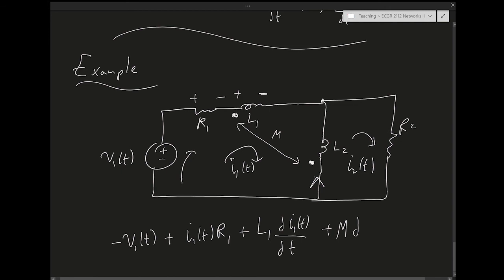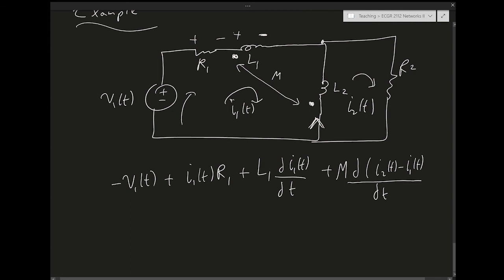But the question is, what is this current going into L2? The current going into L2 is not just a single current. It's a current that you get from I2 minus I1, from subtracting the two mesh currents from each other. So the current going through coil 2 is really I2(t) minus I1(t), over dt.